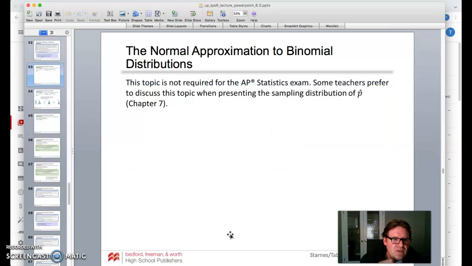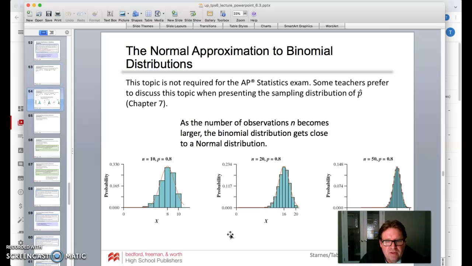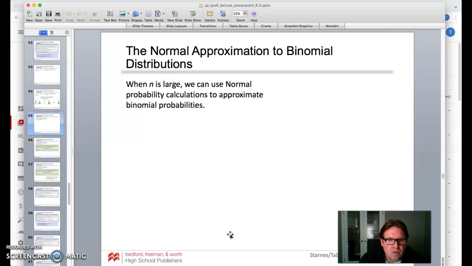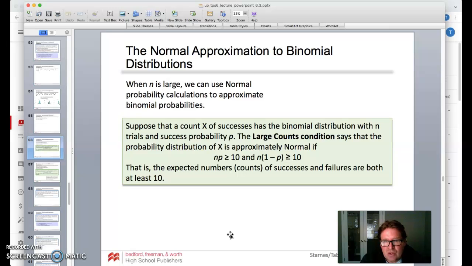All right. Now, this next part may not be required for the AP exam, but I think it's good for us to go through. We'll talk about what p-hat is in Chapter 7 soon, but this is an appropriate time to bring this in. So we're going to talk a little bit about the normal approximation to binomial distributions. What we notice is that as n gets bigger, as we increase that sample size of trials, we get closer and closer to a normal distribution. So when n is large, we can use normal probability calculations to approximate this. Remember, that's our z-scores here.